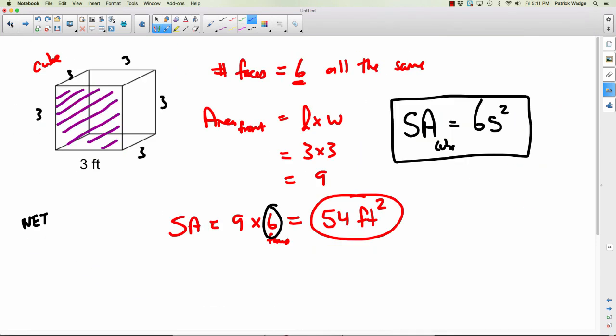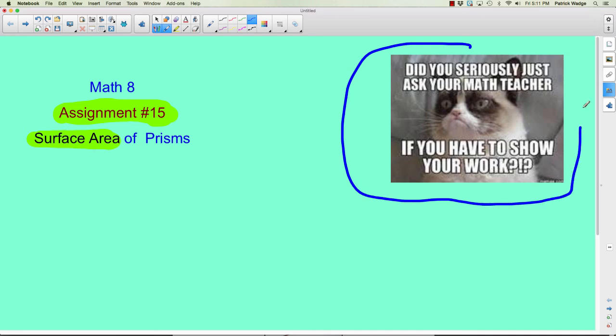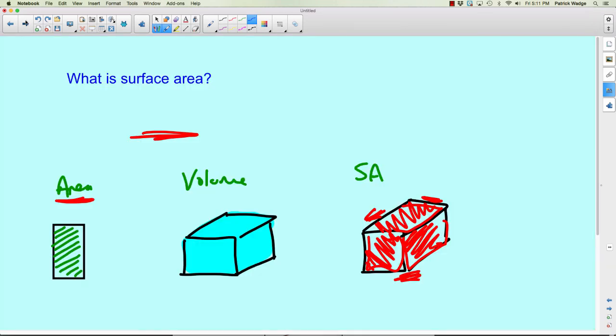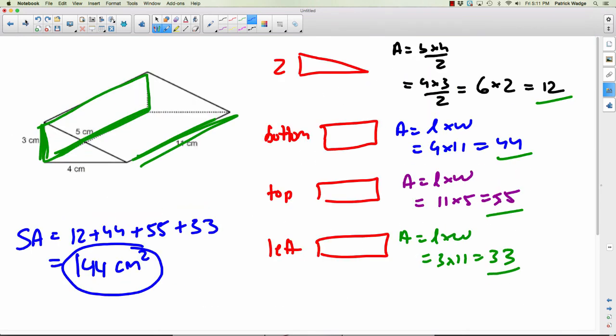Now, I want to go right back to the start for a second and show you something. If there was ever an assignment that would be absolutely ridiculous for you to hand in with no work, this is it. Do not bother, okay? If you're just going to send me answers, do not send it to me. You got to show me some work. Look at all the work I'm showing here.